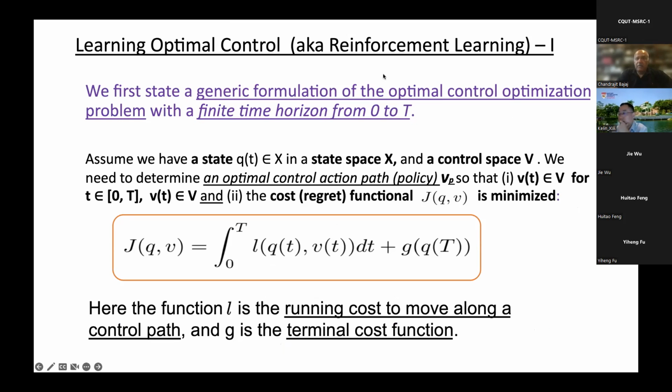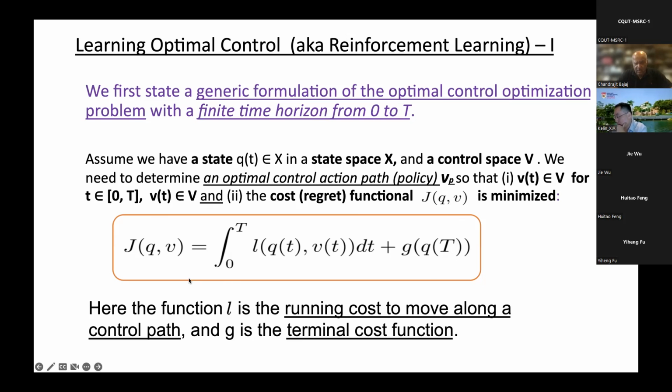So learning optimal control, aka reinforcement learning, we start with the generic formulation of the optimal control optimization within first a finite horizon. So assume you have a state in a state space and a control in a control space. And what you need to determine is an optimal control action path or policy, which is always a path that lies within your control space. And the cost for that control has to be minimized.